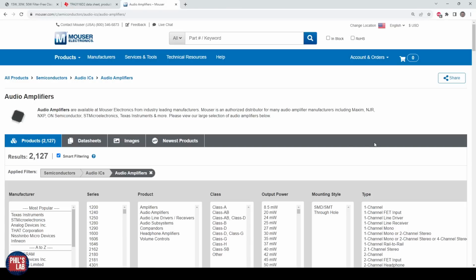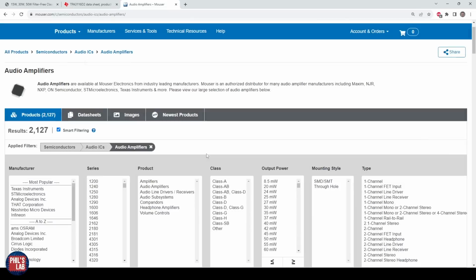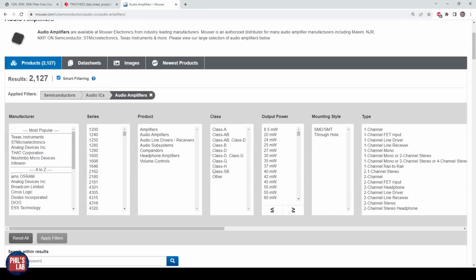You can check out your preferred distributor, for example, Mouser or DigiKey, look for audio amplifiers, and you can see many different classes of amplifiers, also output powers ranging all the way from milliwatts up to several hundred watts of power in SMD or through-hole packages. So depending on the application, if you're creating, for example, a 100-watt guitar amplifier or 500-watt audio system, there will be an IC for you.